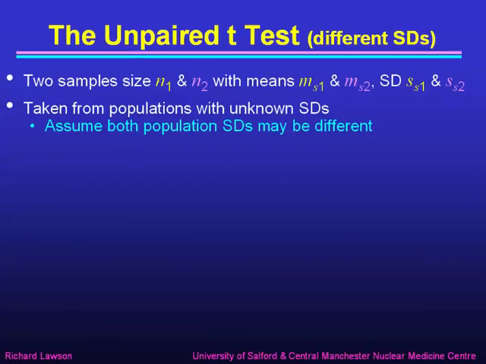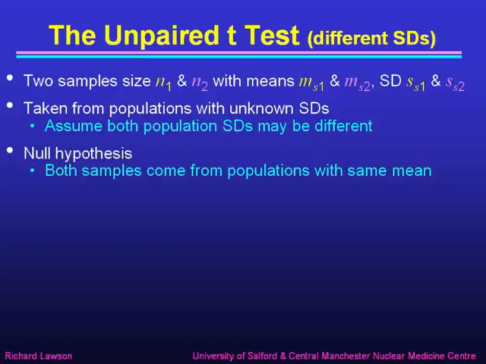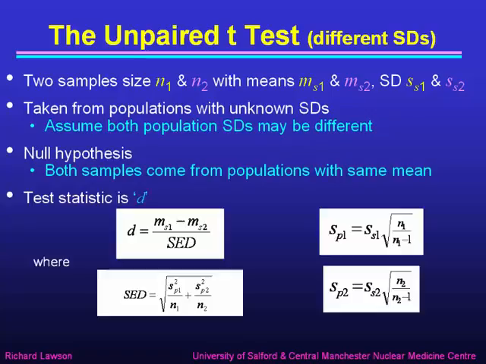The unpaired t-test with different standard deviations is an alternative. We take two sample sizes n1 and n2, means ms1 and ms2, and standard deviation ss1 and ss2, taken from populations with unknown standard deviations, exactly like the previous unpaired t-test, but this time we assume that both population standard deviations may be different. Last time we assumed they were the same. The null hypothesis is still the same, that both samples come from populations with the same mean.